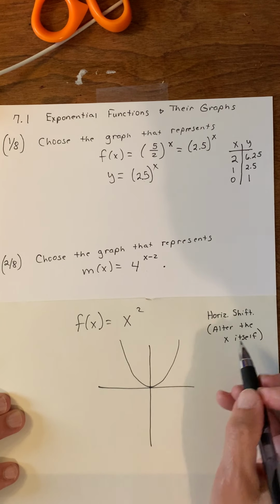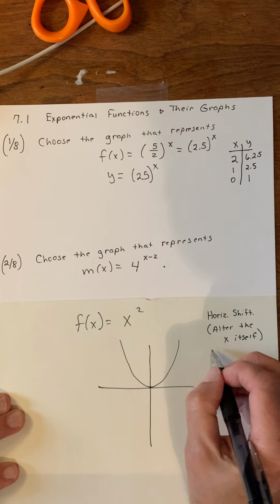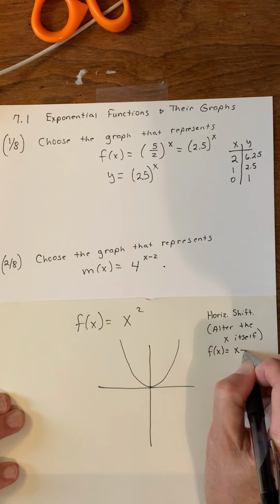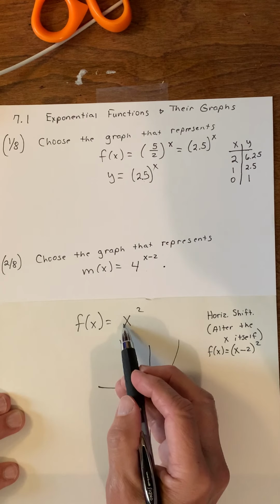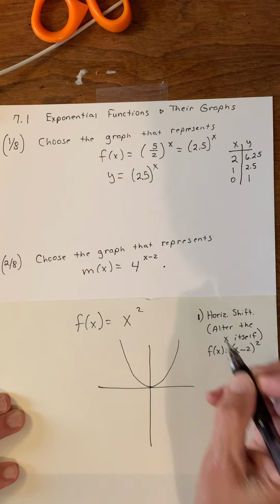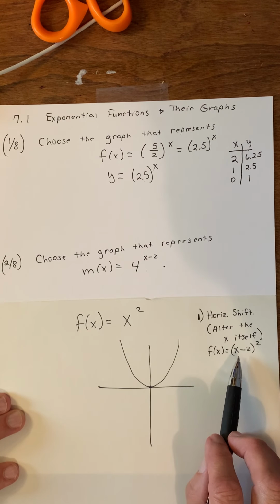That is, I either add or subtract from the x itself. Something like this: f of x equals (x minus 2) squared. See, I actually changed what's being squared. I changed the x itself. That's a horizontal shift.